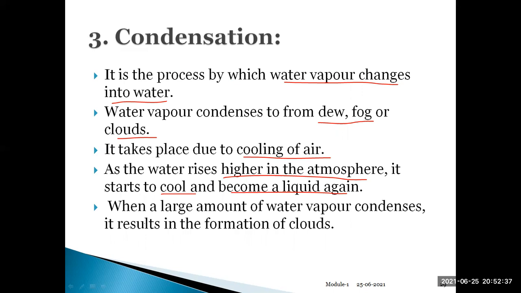And when a large amount of water vapor condenses, it results in the formation of clouds. When more and more water vapor gets deposited in the atmosphere, it condenses to form a cloud. When those clouds are carried by the wind, they may collide with each other, and that will fall as rainfall.